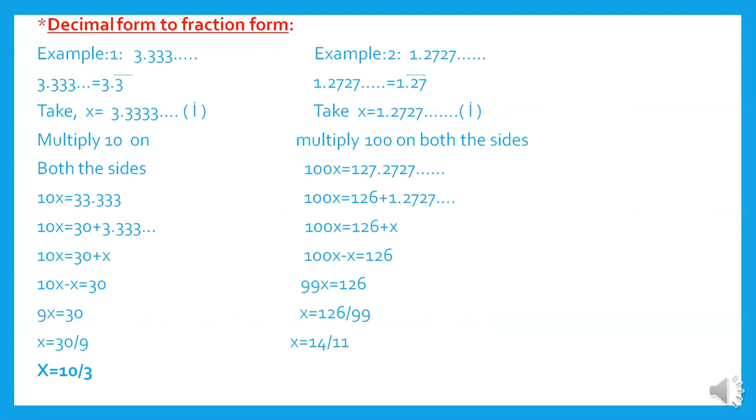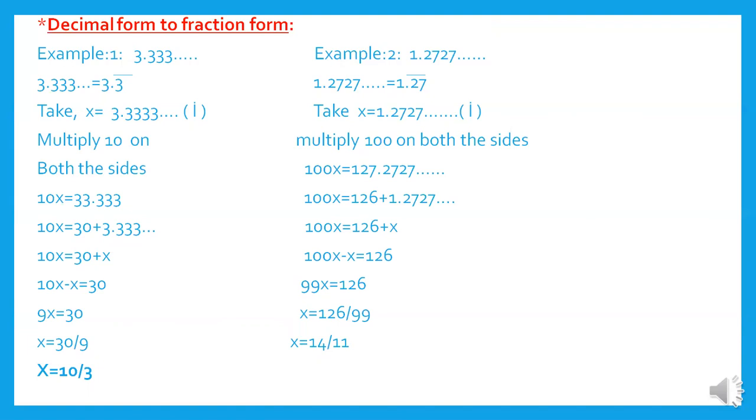If you simplify 30 by 9, then x is equal to 10 by 3 also you can write. So which is the decimal form of 10 by 3, students? That is 3.33. So what is the fraction form for 3.33? 10 by 3. So I am going to explain one more example here.